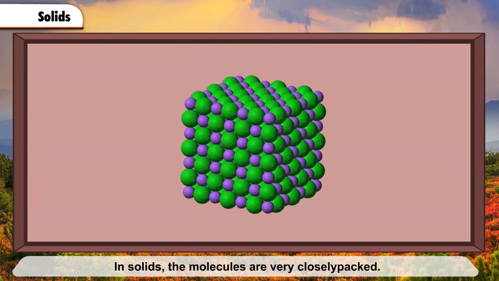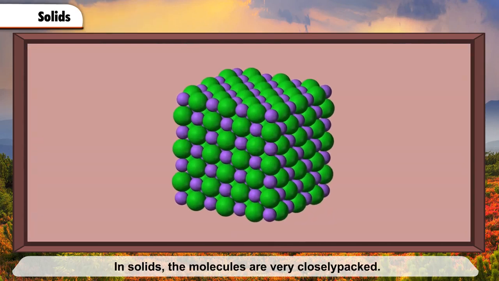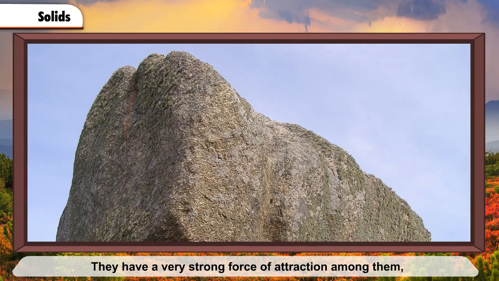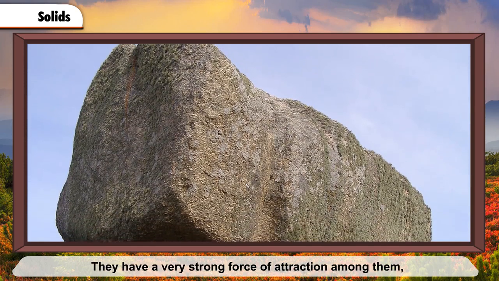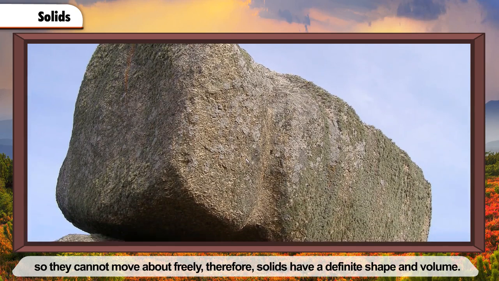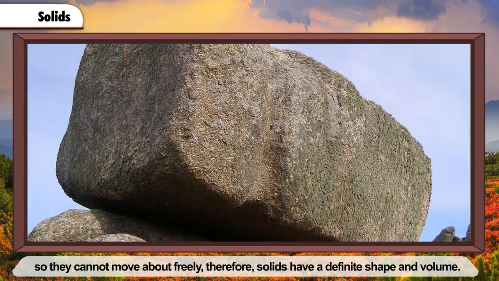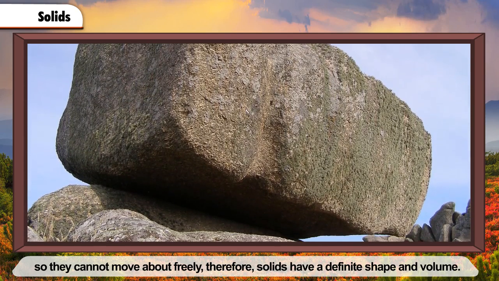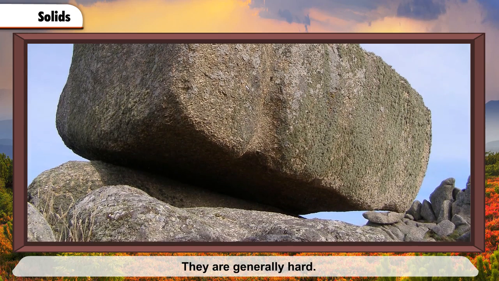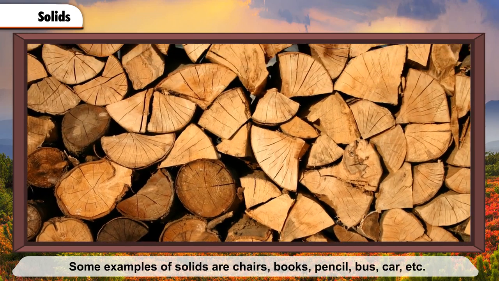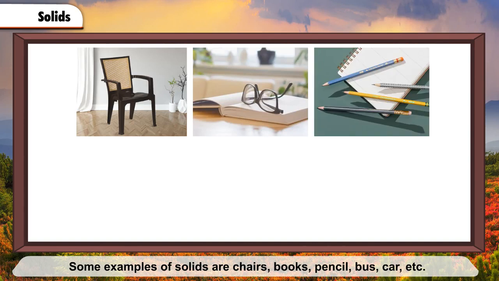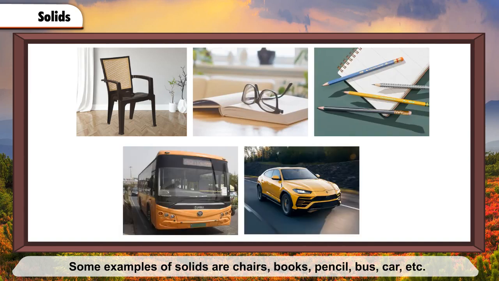Solids. In solids, the molecules are very closely packed. They have a very strong force of attraction among them, so they cannot move about freely. Therefore, solids have a definite shape and volume. They are generally hard. Some examples of solids are chairs, books, pencil, bus, car, etc.